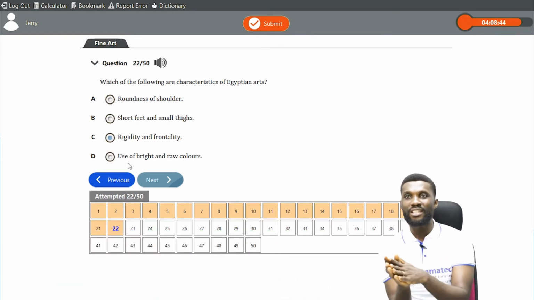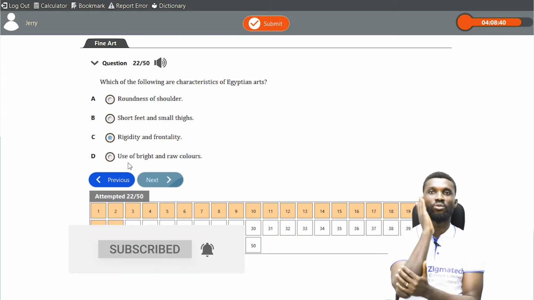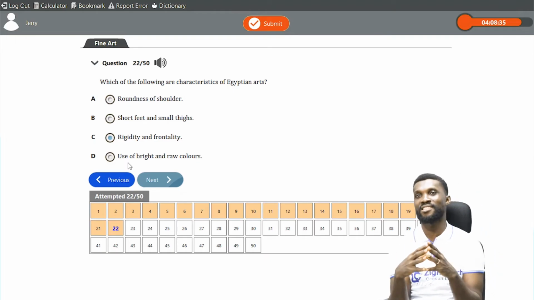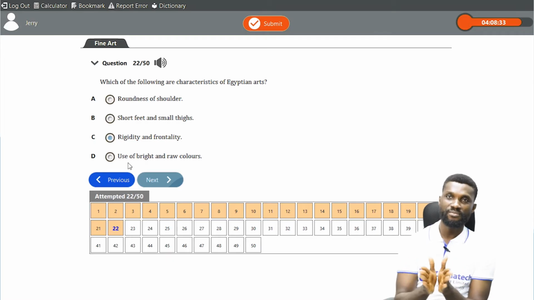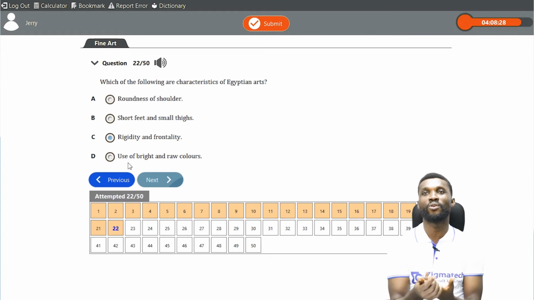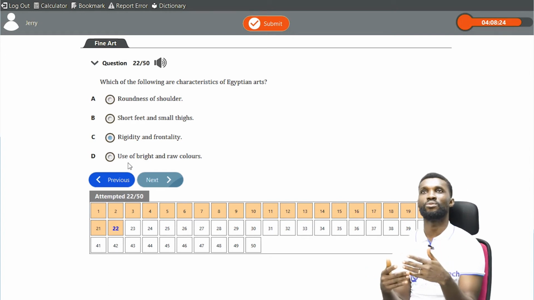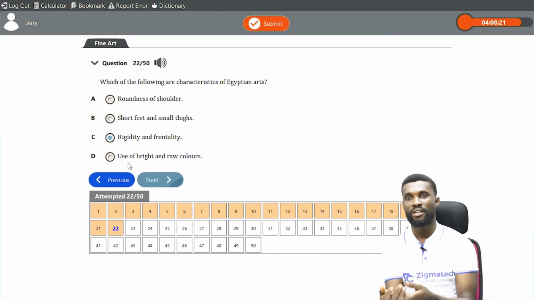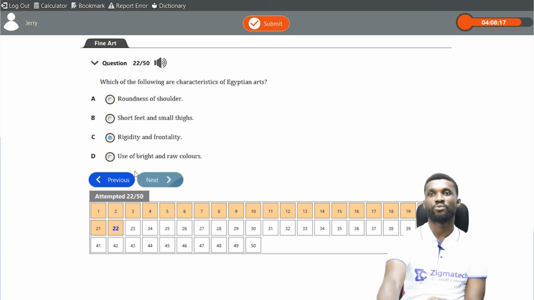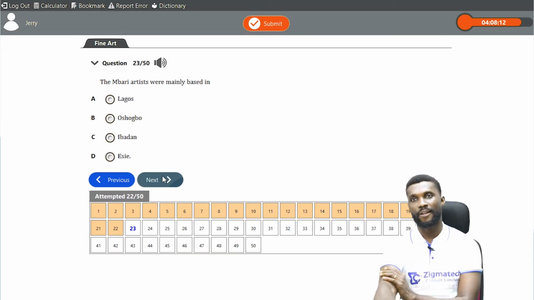So it is not roundness of the shoulder. The shoulders are just straight, angular, rigid. It's not short feet or small thigh. No, that's one of the characteristics of Owo art. And then it is not the use of bright colors and raw colors. That's another characteristic of the Cubism period, the Cubic period. They use bright colors and raw colors to express themselves. All right, so now let's look at question number 23.